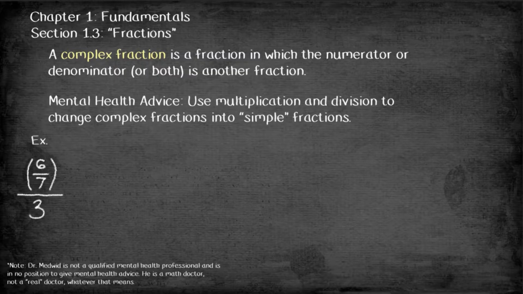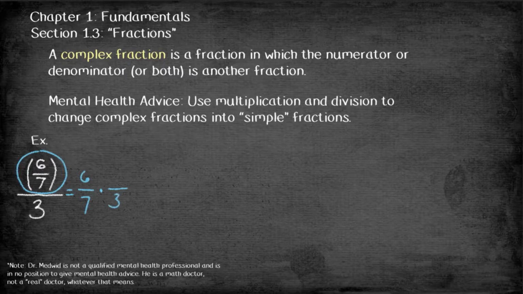So for example, one complex fraction you might see is this guy, 6/7 over 3. And what we want to do here is make it so that this numerator is no longer a fraction. And all we have to do is simply bring this fraction out front because we're treating this 6/7 as a number. So this is going to be 6/7 times.